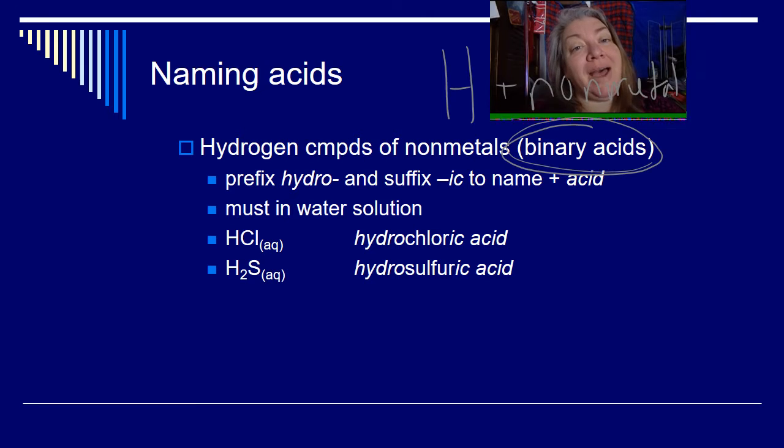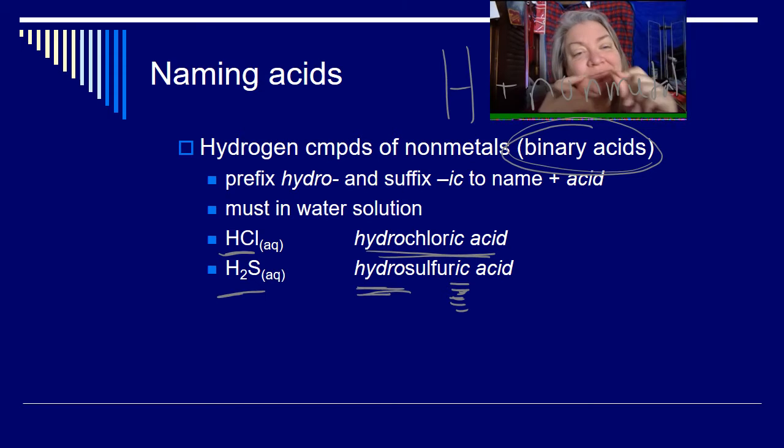When we name a binary acid, we change the hydrogen. Instead of calling it hydrogen, we say hydro, and then we change the ending to ic. So before, we always changed the ending to ide, hydrogen chloride. Now we call it hydrochloric, and then we use the term acid. So HCl is hydrochloric acid. H2S: hydro, got that prefix hydro, sulfuric, we added the ic at the end, acid.